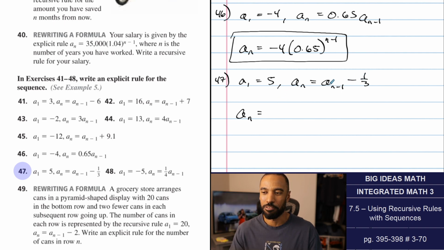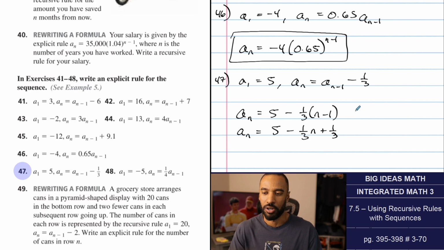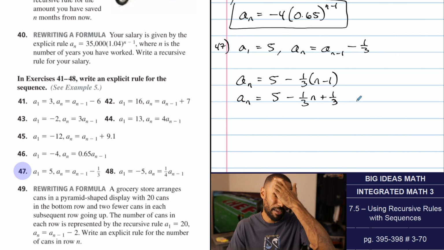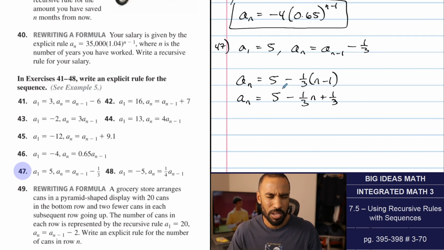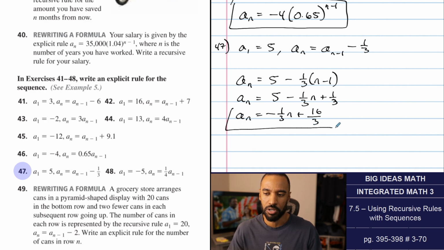Anyway, we got a common difference of negative 1/3. This one might look a little bit trickier. I got this guy here, first term. We're subtracting our common difference times n minus 1, which means distribution of the negative 1/3. So this is 5 minus 1/3 n plus 1/3. And we got to do 5 plus 1/3. I know you want to say 5 1/3, but 5 is also 15 thirds. 15 thirds plus 1/3 is 16 thirds. So that's how I want to write this one. Negative 1/3 n plus 16 thirds. That's my go-to.